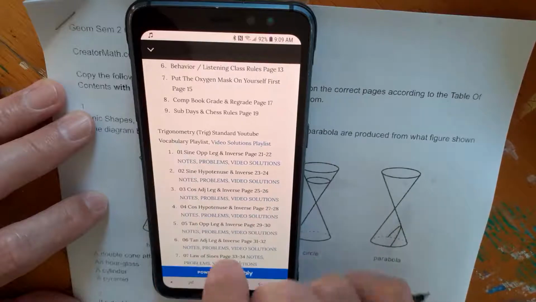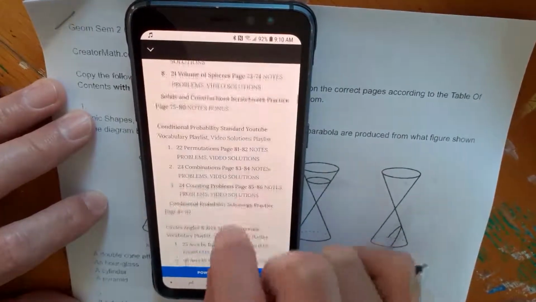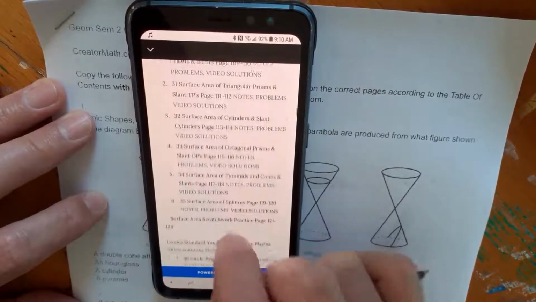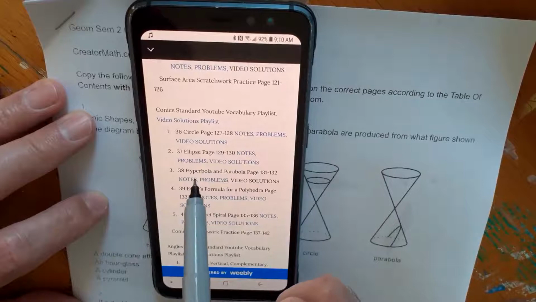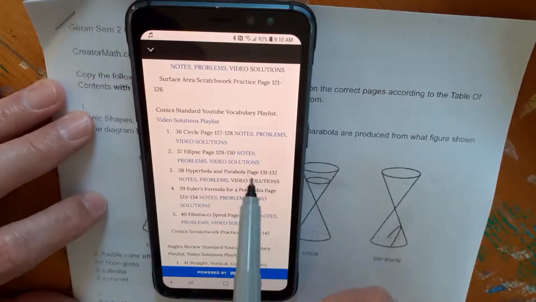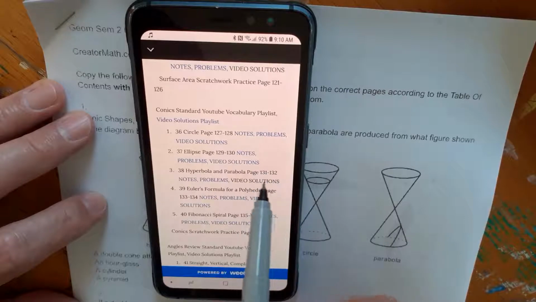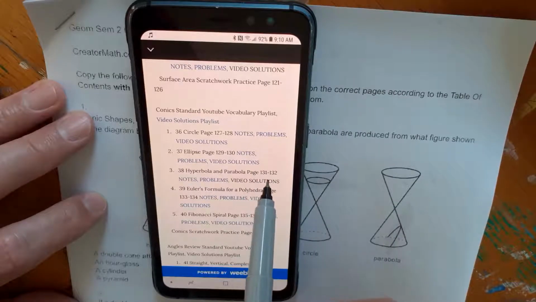So this is trigonometry, special right triangles. Pass by all this. We're going to go all the way down to conics, and this is conics here, on hyperbola and parabola. Don't use the page numbers in this video right here. Go back and look at the actual table of contents on creatormath.com, because by the time you watch this, it'll probably be different page numbers, right?